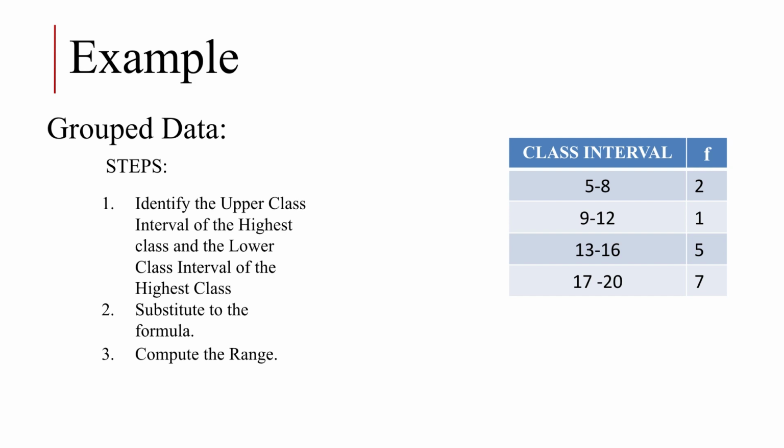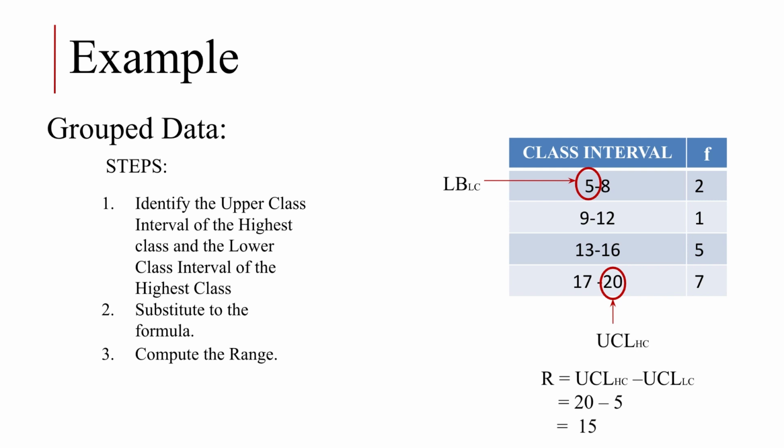Next, for grouped data, here we need to identify the upper class limit of the highest class and the lower class limit of the lowest class. Substitute to the formula and compute the range. Take note that this is your lower class limit of the lowest class, while this one is your upper class limit of the highest class. So in that case, substitute it to the formula. That would give you 20 minus 5 is equal to 15. Therefore, the range is 15.